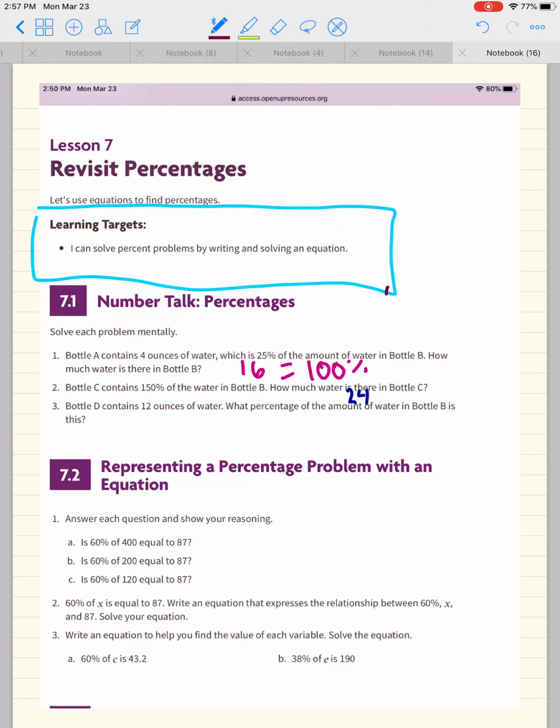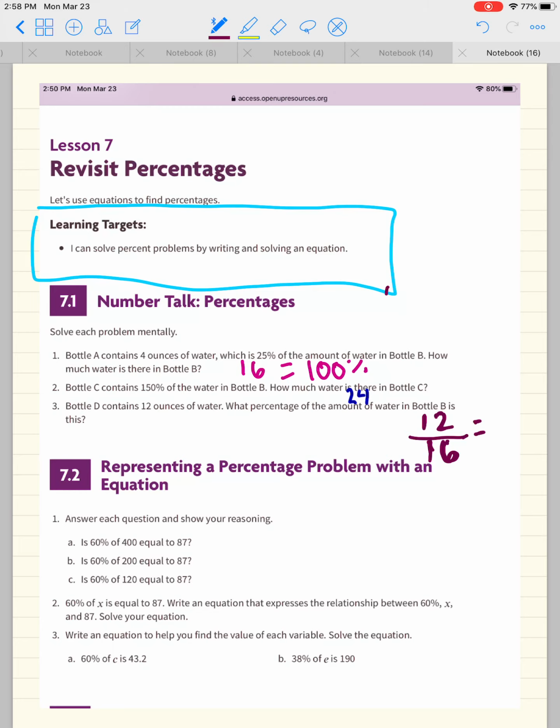Okay. Last one says, bottle D contains 12 ounces of water. What percentage of the amount of water in bottle B is this? Okay, so you have 12 out of 16. So it wants to know what percentage this is. So in order to do this, we can take this fraction and we can reduce it until we find a landmark fraction. So in order to reduce a fraction, we need to find a common factor that they both share.